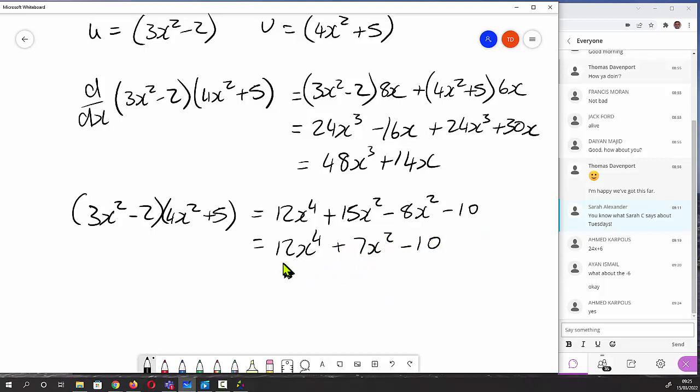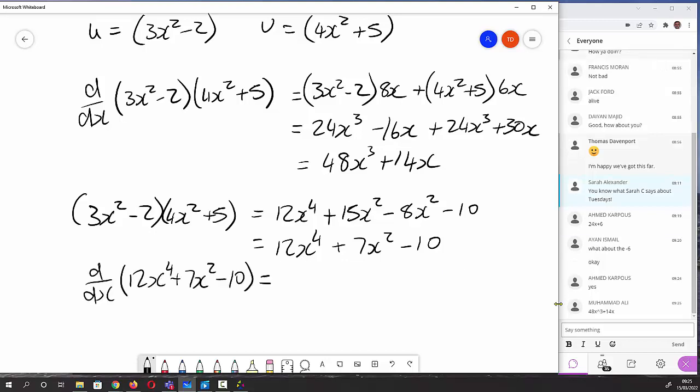Okay, can I give you a couple of minutes to differentiate that expression? I say minutes, I mean a few tens of seconds to differentiate that expression.